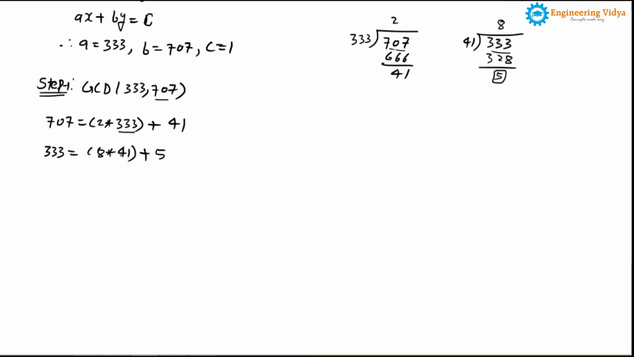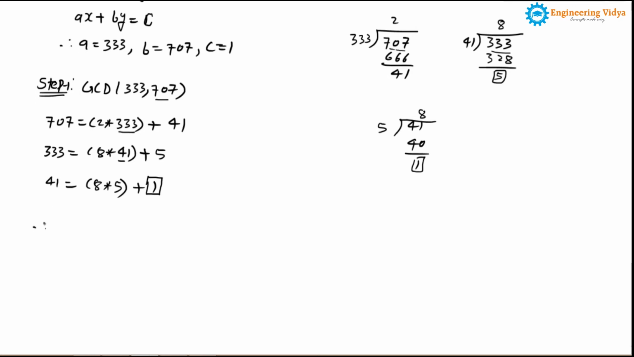Now after that here we have 41, so we'll write 41 here, and 41 will be divided by 5, so 5 eights are 40, and the remainder will be 1. So here we can write 8 into 5, and the remainder will be 1 only, right? I hope this part is clear to you. Already I said if you get the answer either 1 or 0, at that time you will have to stop, and in that particular case 1 will be considered as the GCD.